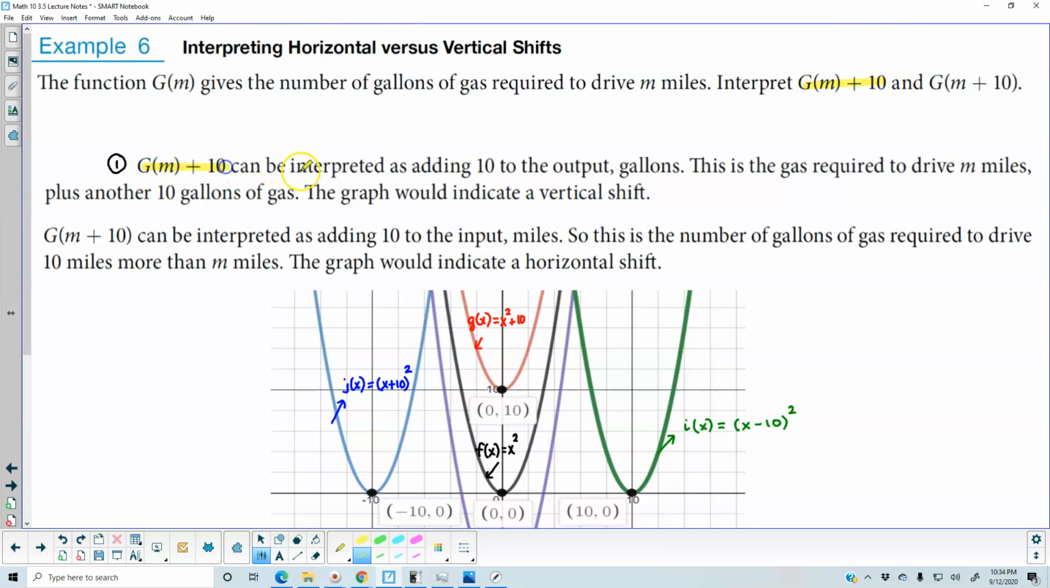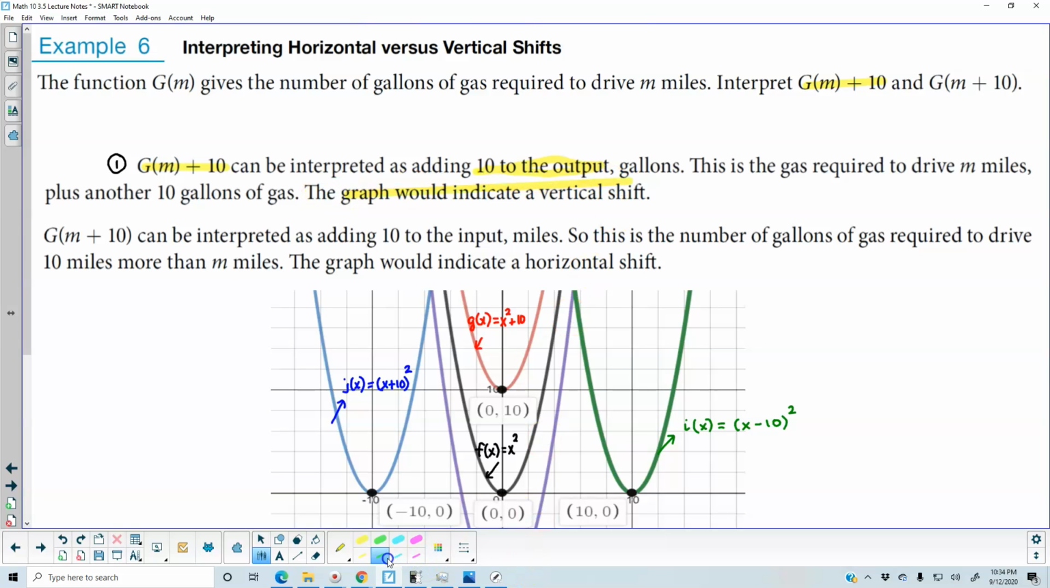it can be interpreted as adding 10 to the output, meaning to the gallons. So this is the gas required to drive m miles plus another 10 gallons of gas. So the graph would indicate a vertical shift.